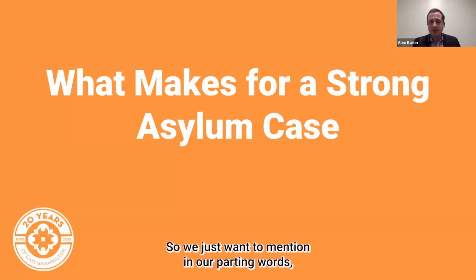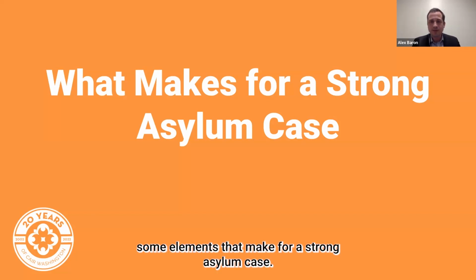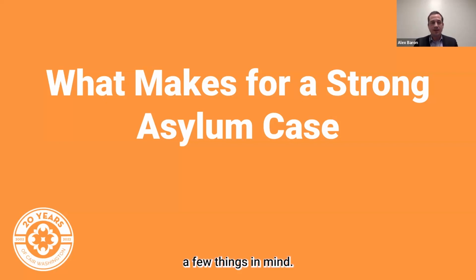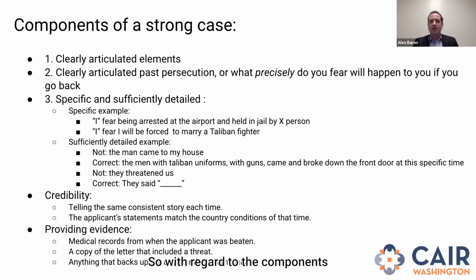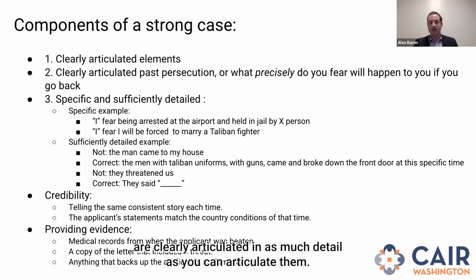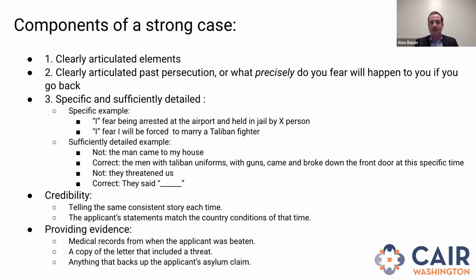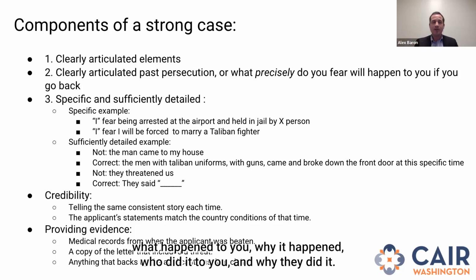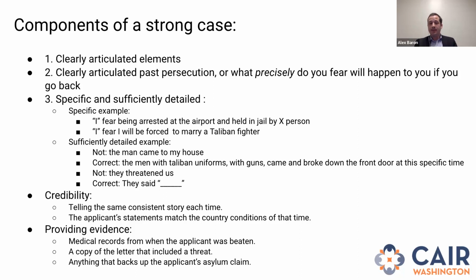So we just want to mention in our parting words some elements that make for a strong asylum case. If you're considering filing for asylum, you just need to keep a few things in mind. With regard to the components of a strong case, you want to make sure that all of the elements of your case are clearly articulated in as much detail as you can. For example, if your case is about past persecution, about something that happened to you, you want to be able to say exactly what happened to you, why it happened, who did it to you, and why they did it.